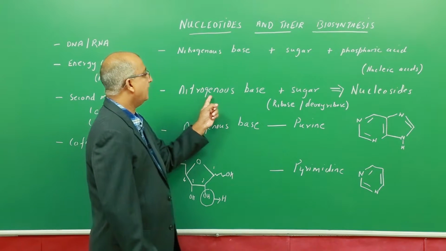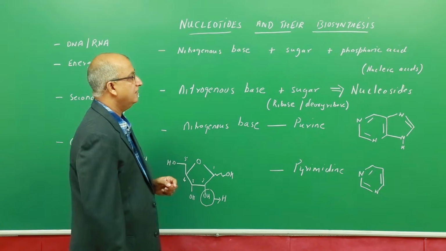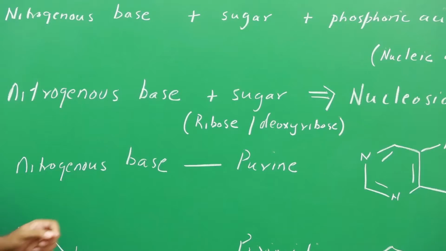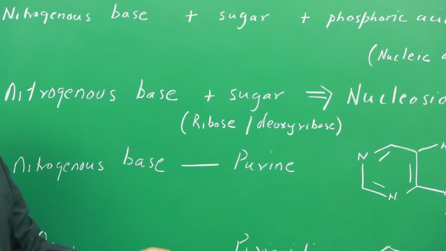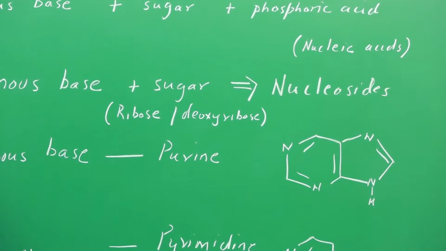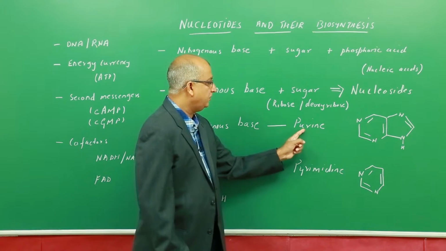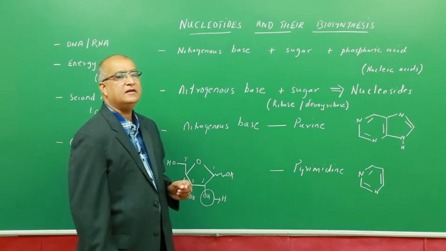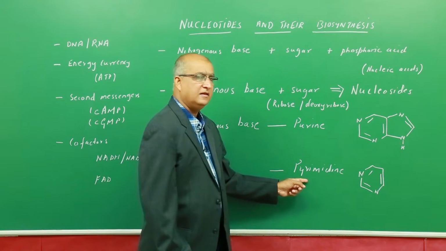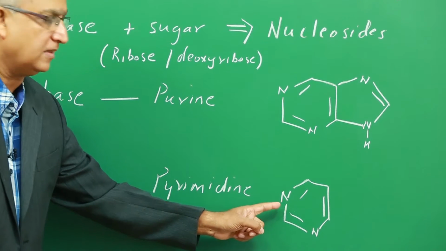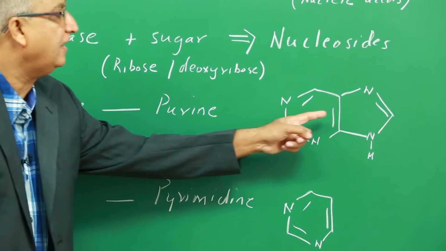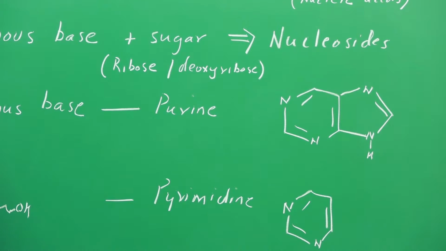Now, as far as the nitrogen base part is considered, the nitrogenous base can chemically be of two types. Either it could be a purine, and this is the structure of a typical purine entity, or it could be a pyrimidine. Note that both purine and pyrimidine are nitrogen containing heterocyclic compounds. A pyrimidine is a ring form containing two nitrogen atoms, while purine is bicyclic and contains 4 nitrogen atoms.